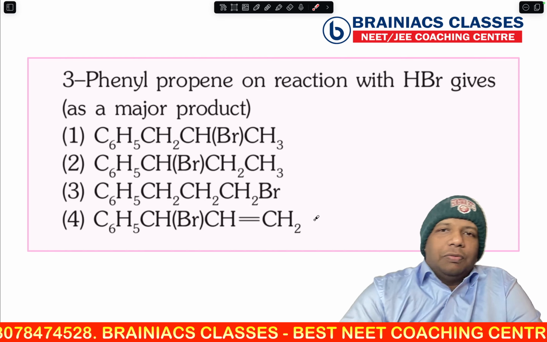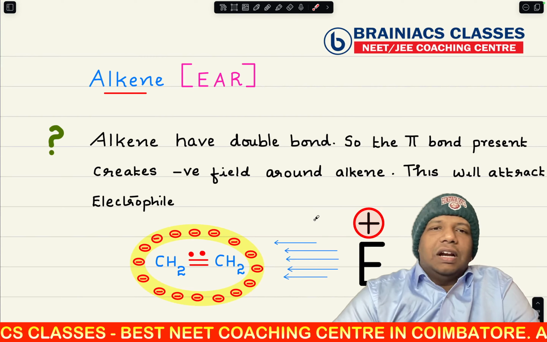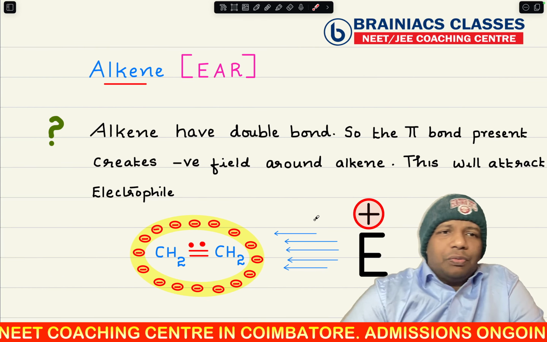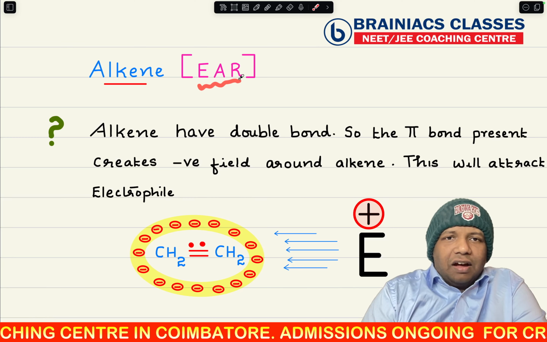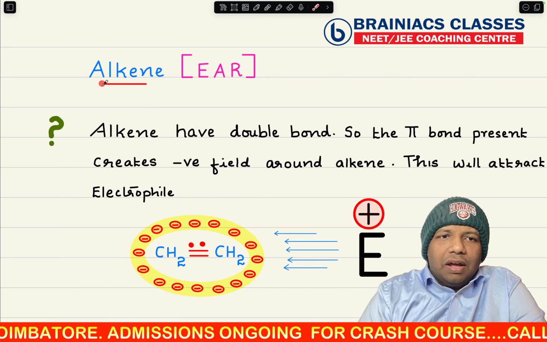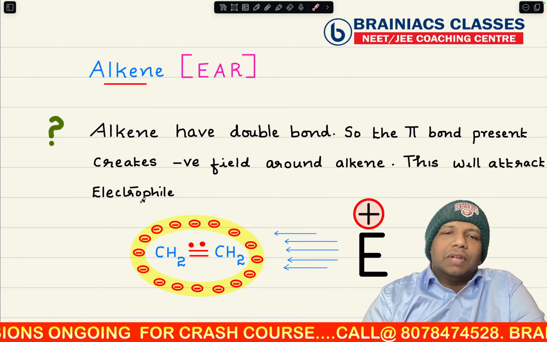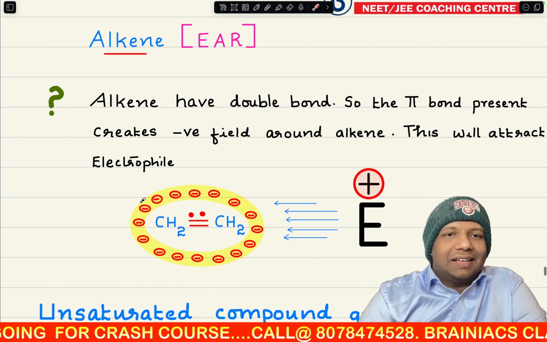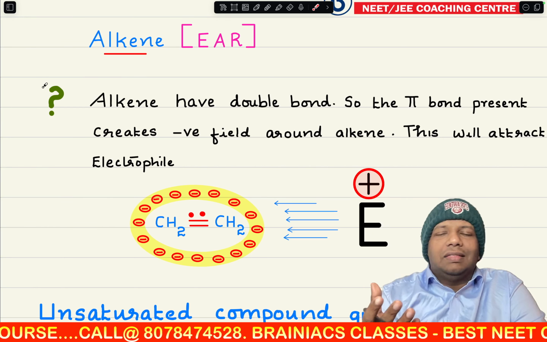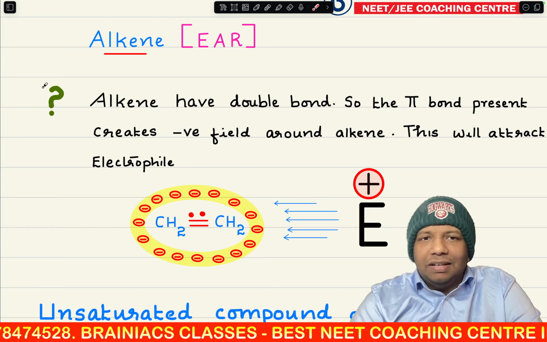Before going to that, I will give you a rough idea of electrophilic addition reaction. Electrophilic addition reaction, EAR, is given by alkenes. I am going to explain why it is like that. If you know this concept, you will be able to easily say, whenever a compound is given, what type of reaction it will undergo.